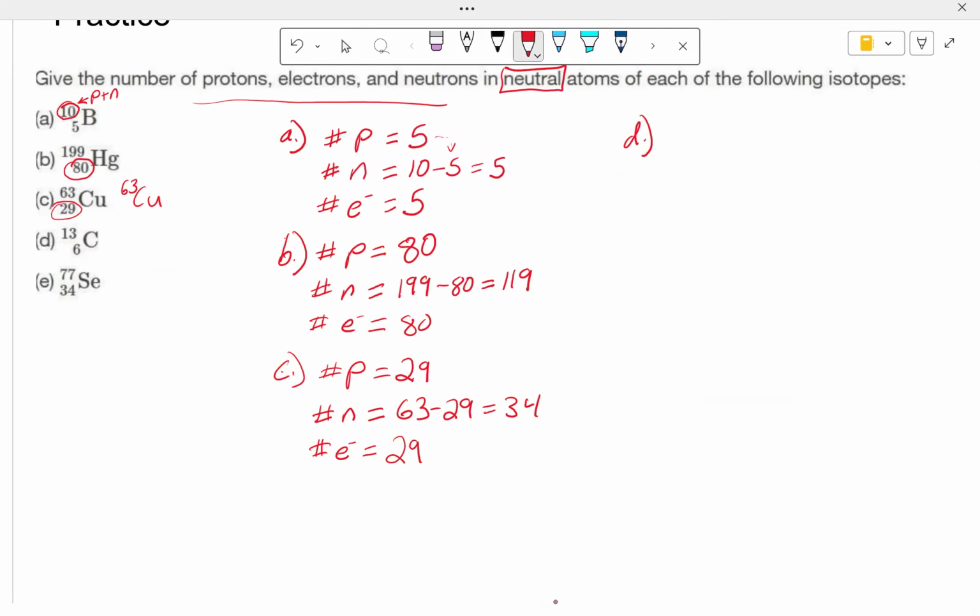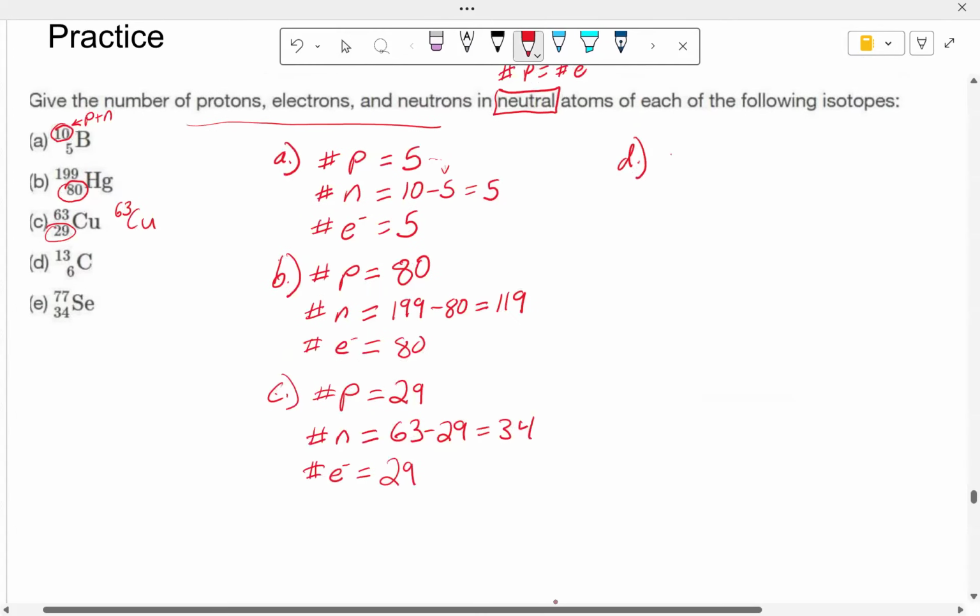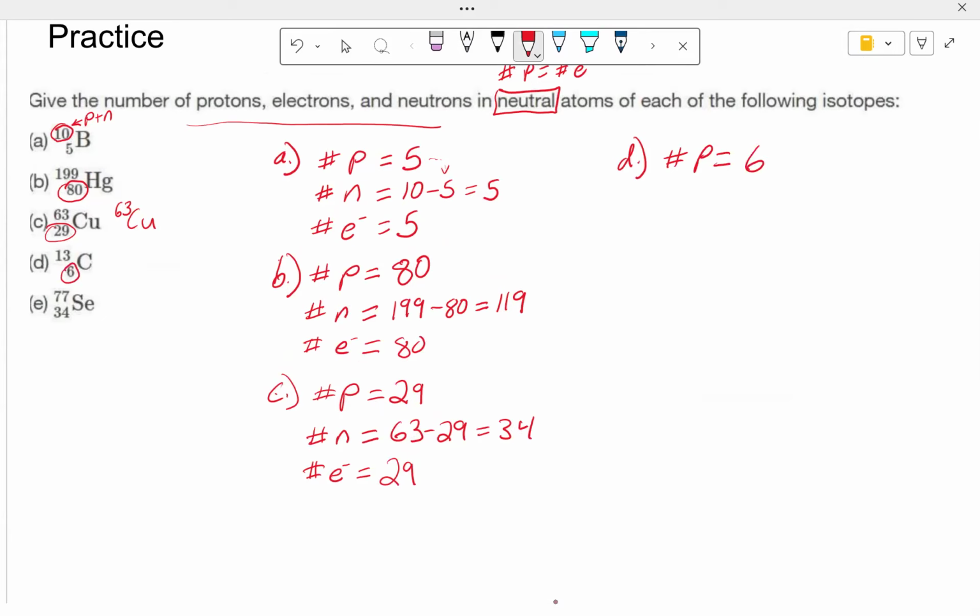Now for D, how do we find number of protons? That's the atomic number. And the number of neutrons is going to be the mass number minus the atomic number. And since this is a neutral atom, the number of electrons equals the number of protons.